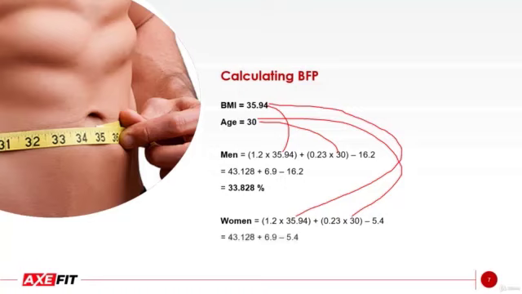the formula would give you these figures, and the final answer would be 44.628%. So now you understand that the only thing different between the formula for men and women is 16.2 for men and 5.4 for women. Now how do you understand if your body fat percentage is good enough or not? Let's have a quick look at that.